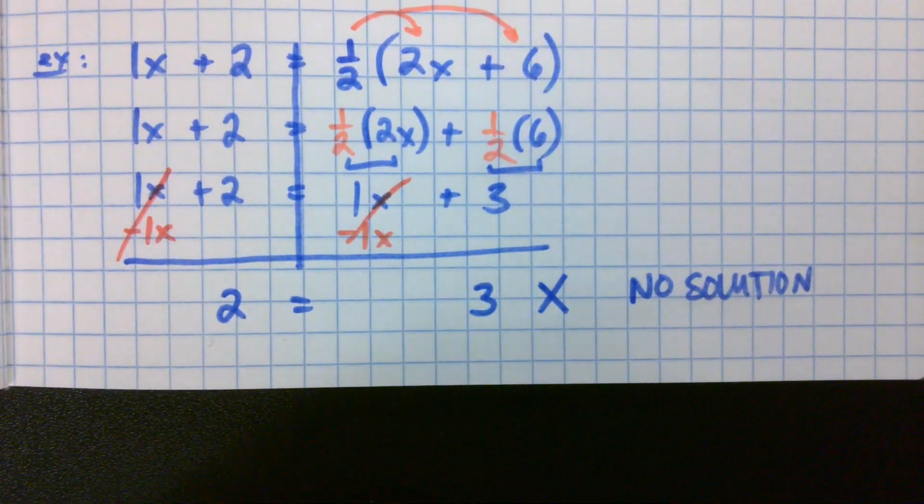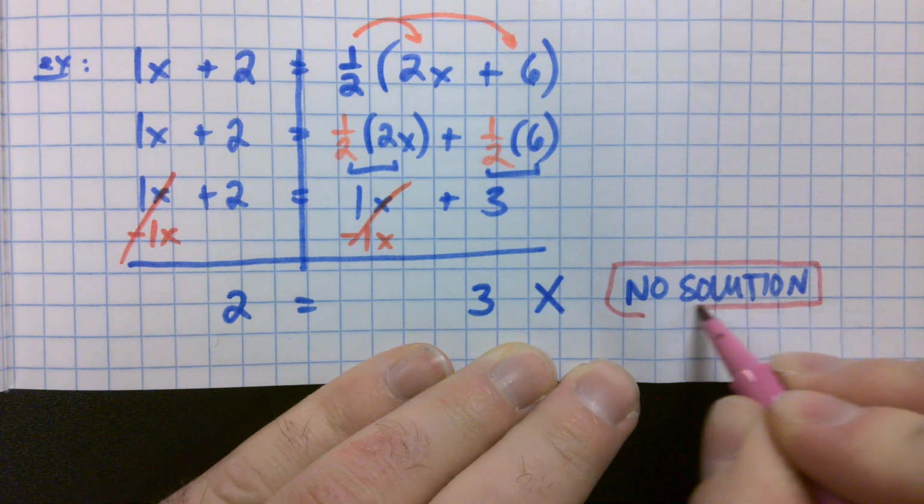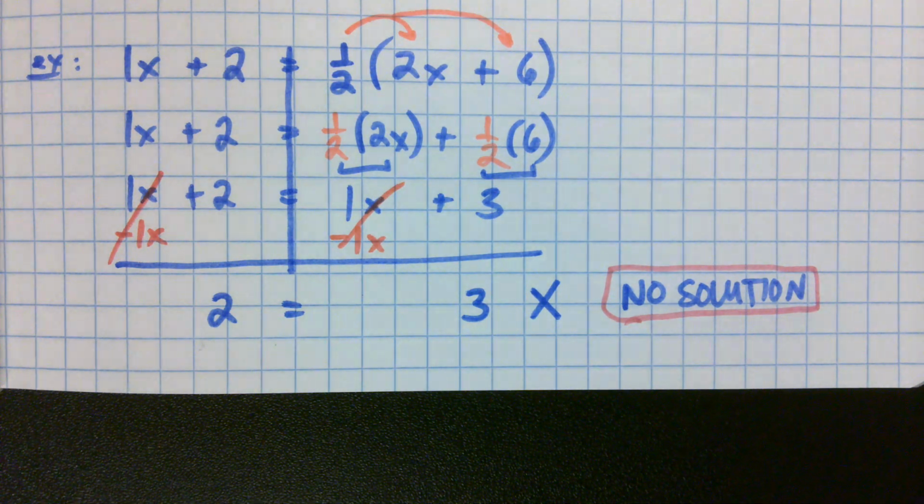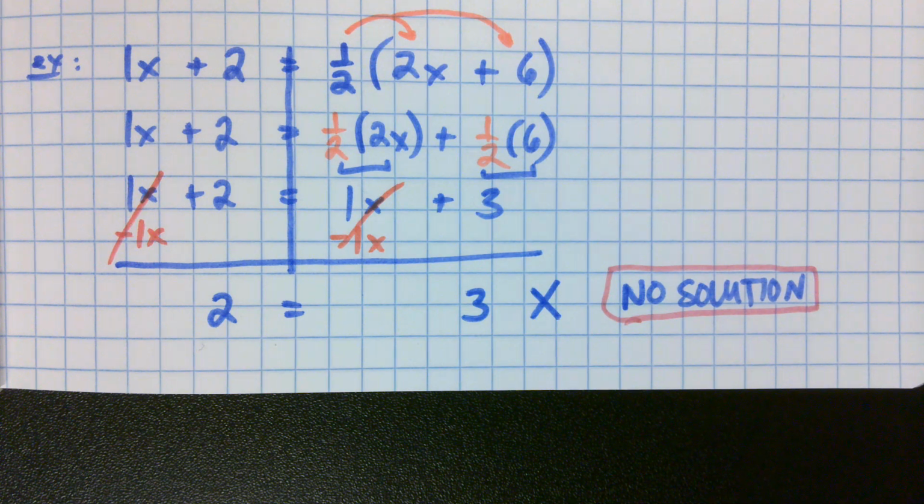So this is an equation that is like a broken machine. There's no number we can plug in for x that's going to give us a true statement at the end of it. If we plug in the number 1 for x, we get 2 is equal to 3. If we plug in 2, we get 4 is equal to 5. If we plug in 3, we get 5 is equal to 6, and so on. We're never, ever, ever going to get a true statement.